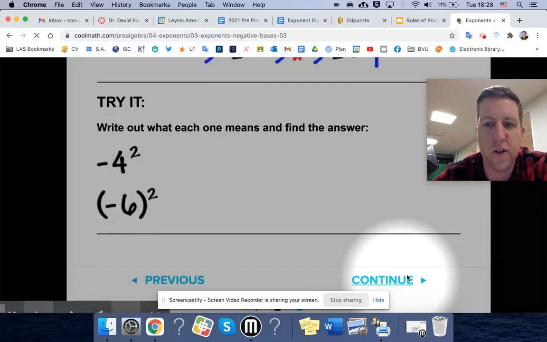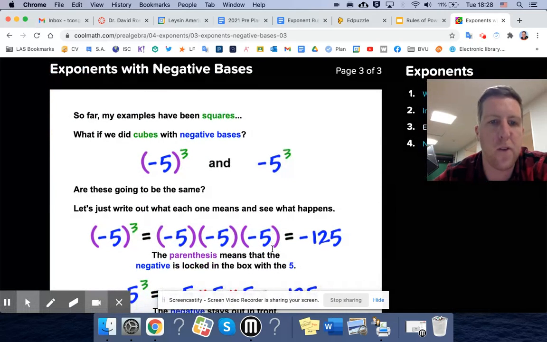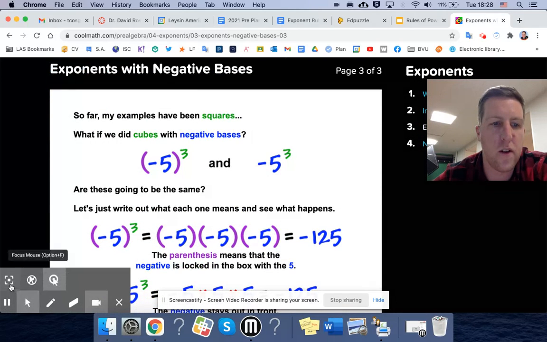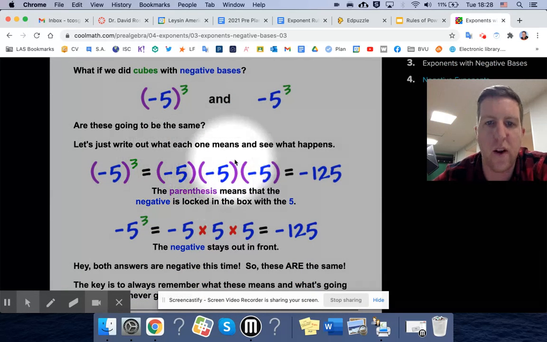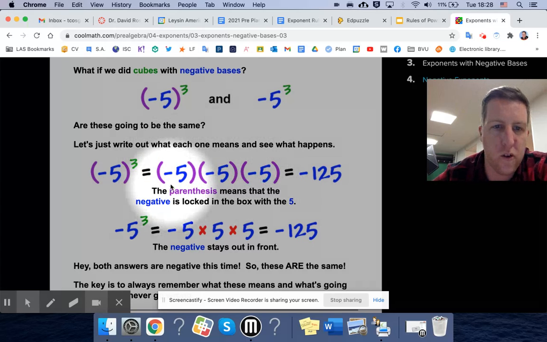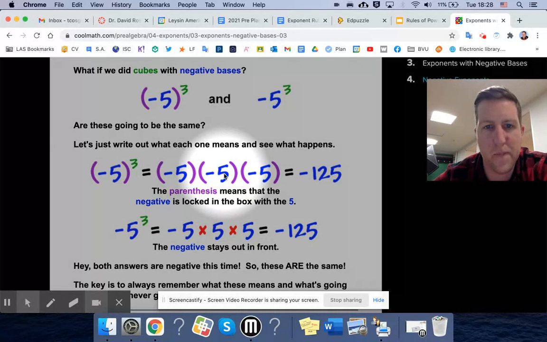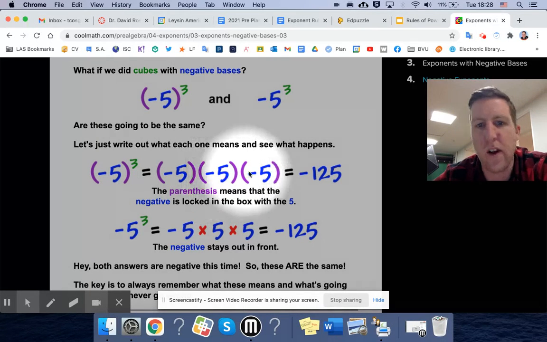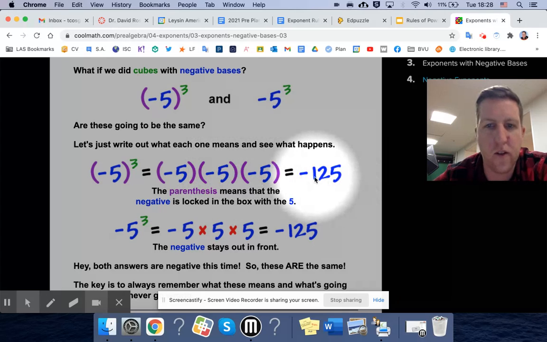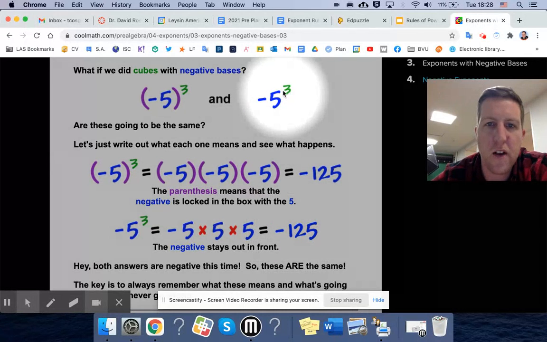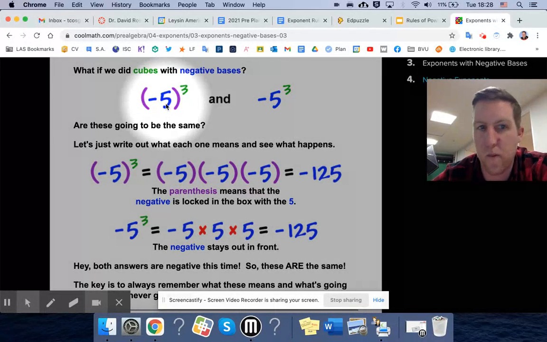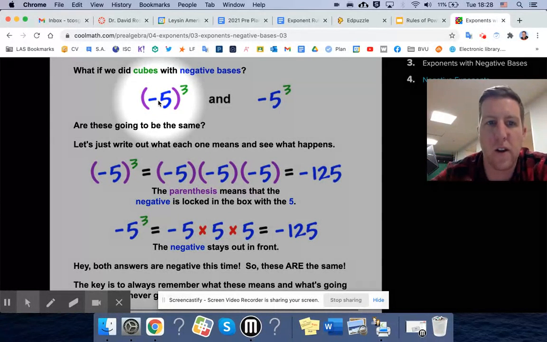But there's one other situation if we have an odd power. Okay, so what if we did negative 5 to the power of 3, for example? Well, in this case, because you're doing negative 5 times negative 5 times negative 5, you're doing two negatives multiplied together. That gives you positive 25. And then 25 times negative 5 gives you negative 125. So if you have an odd power and a negative base, then you're going to get a negative answer. But if you have an even power here and a negative base, you're going to get a positive answer.